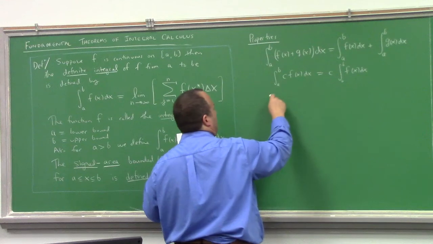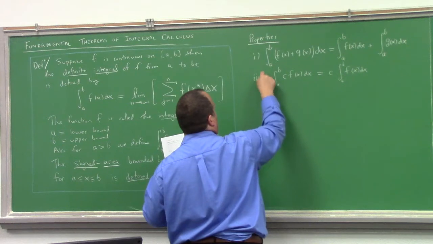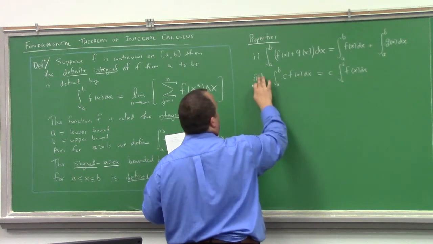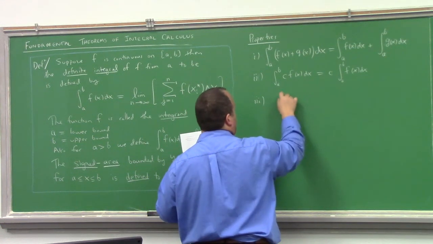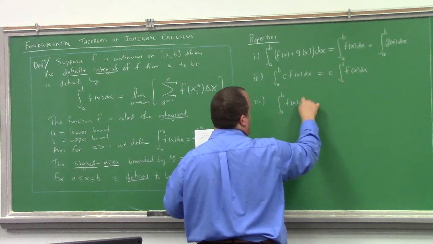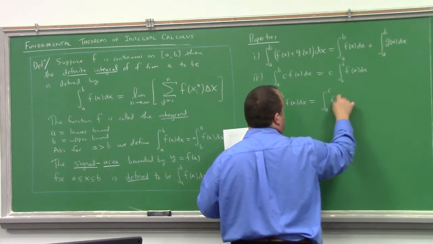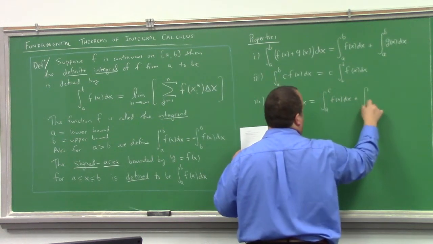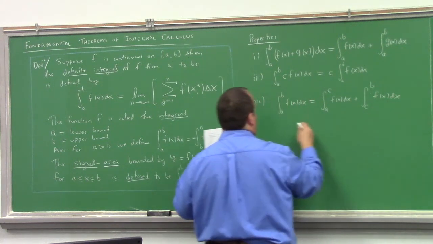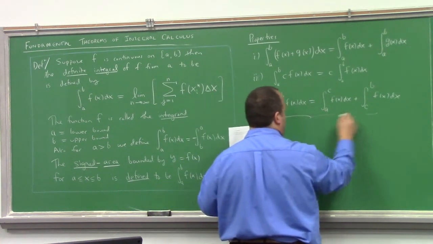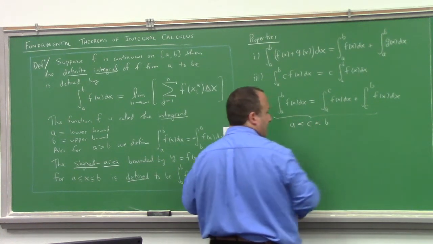And finally, the one that's a little bit more interesting, 3: the integral from a to b of f of x dx is equal to the integral from a to c of f of x dx plus the integral from c to b of f of x dx. Here, this assumes we have a less than c less than b. All right.